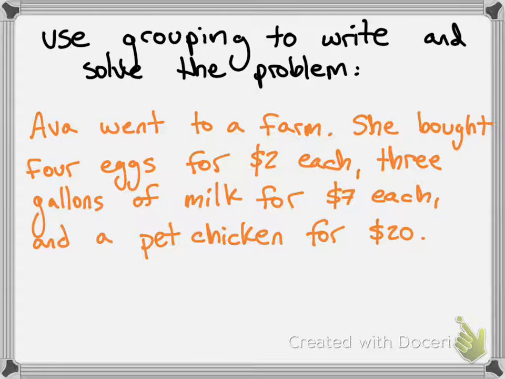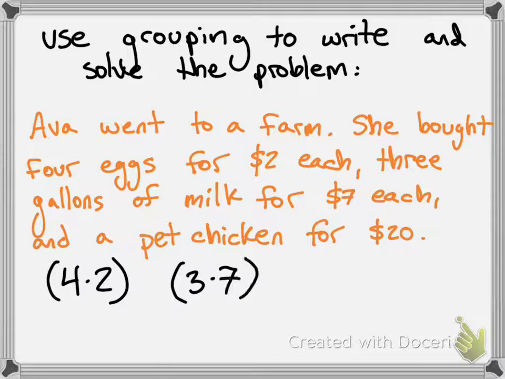So Lucas, first we have to use grouping, parentheses, that we're gonna do to write it out. So how did you group it? First I grouped 4 and 2 and multiplied it together. Perfect. 4 eggs for $2 each. That's 4 times 2. Then what? Then I multiplied 3 times 7. Perfect. And then, I did 20 times 1, which is 20. He did, and he wrote it like this, 20 times 1. He could also just leave it as 20.